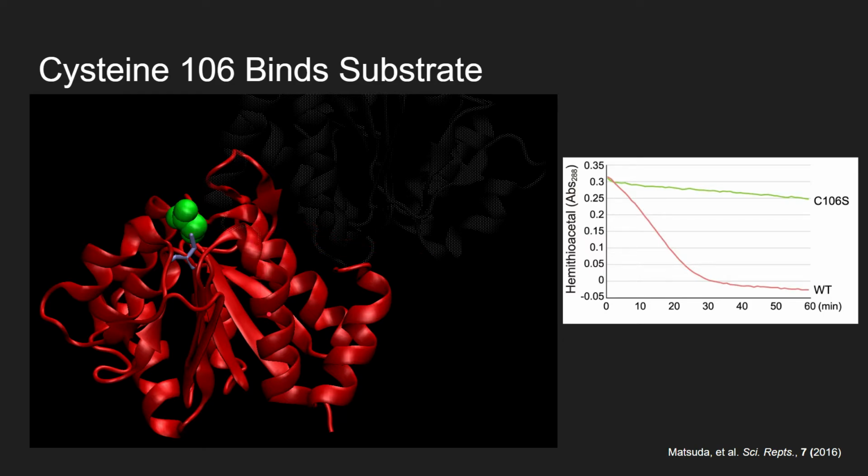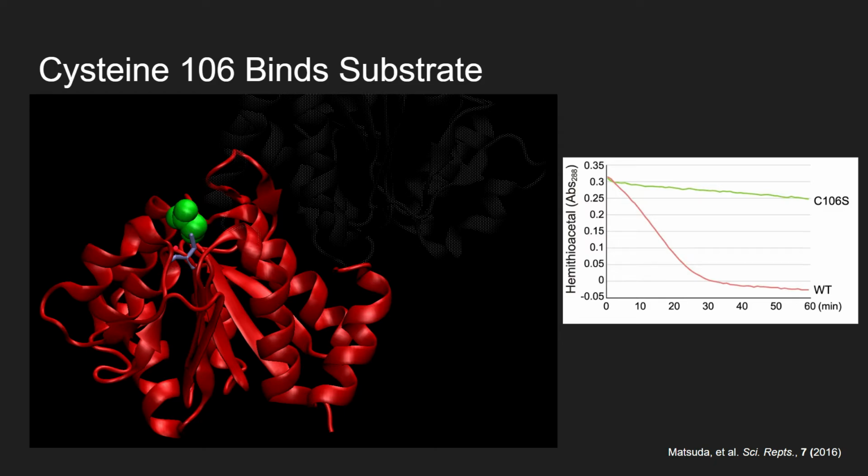But they also have a structure of, oh, this is human DJ1. They also have a structure of DJ1 from Arabidopsis, I think. And they have bound and unbound for that. And the interesting thing that they noticed from that is that the conformational change between bound and unbound is very slight. There's not a lot of movement. So anyway, the substrate comes in and it's bound by this cysteine 106.